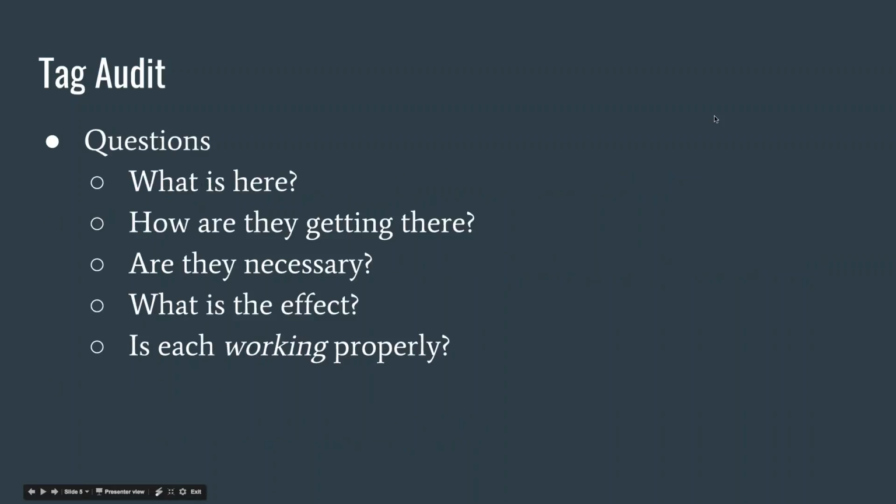So touching on that, just briefly again, the questions that you're asking when going into the specific audit process. What's here? What tags are on my site? How are they getting there? If it's something that's allowed, is it loading from the page? Is it loading through a tag management system? Is it piggybacking? And is that then the required or the allowed behavior?